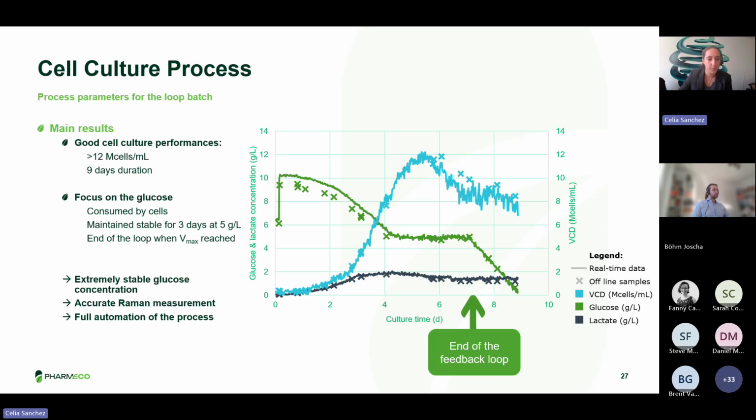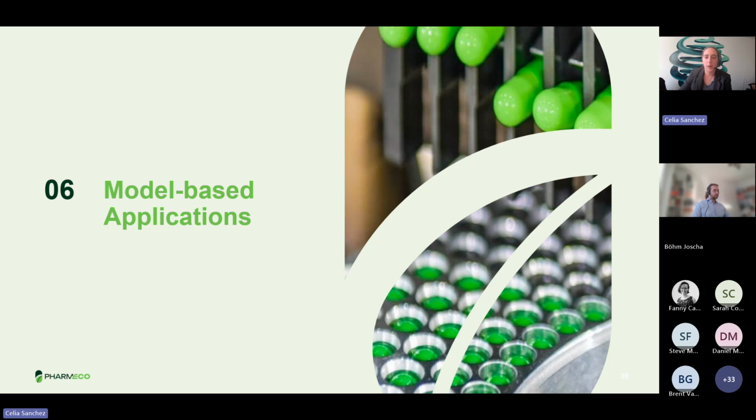That's the most important. So that's an example of how to use PAT and data that we have in real time in the lab in order to improve the daily life, let's say, and the processes in the lab. Now I'll let the floor to Joshua for the other type of use of the data in real time and the modeling.